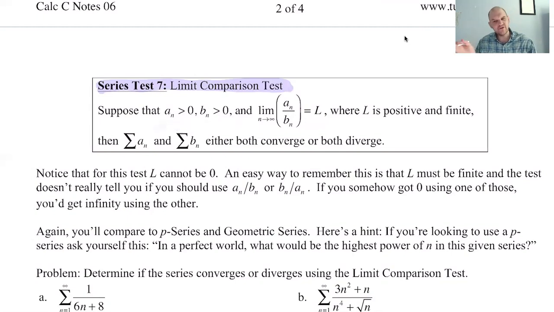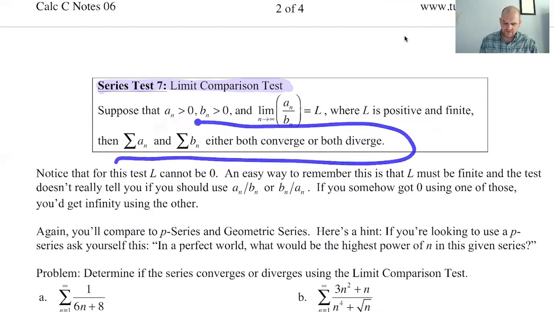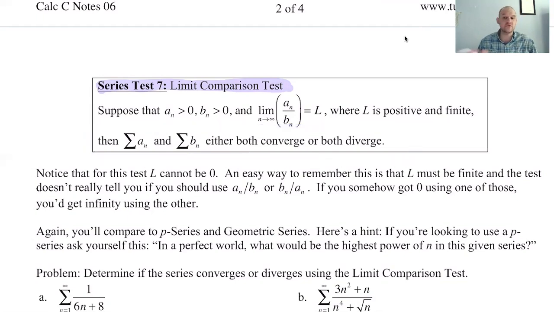I'm not sure I've ever really understood why that one's there. And finite, so it can't be infinite. And well, positive, it can't be 0. Your limit cannot be 0. So positive and finite, if those things happen, then they both do the same thing. So they either both converge or both diverge.